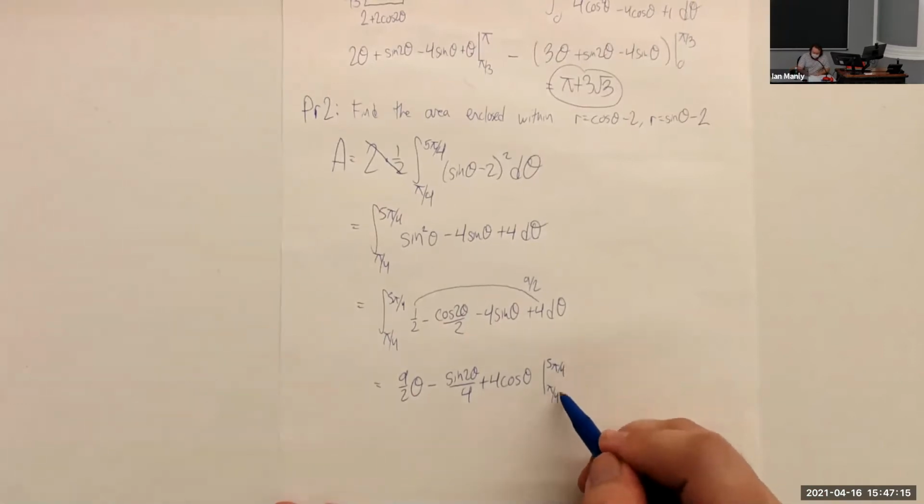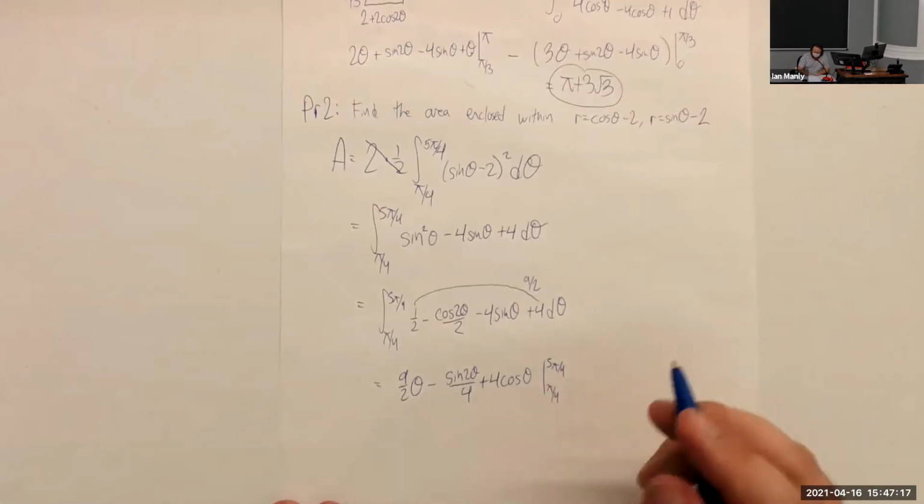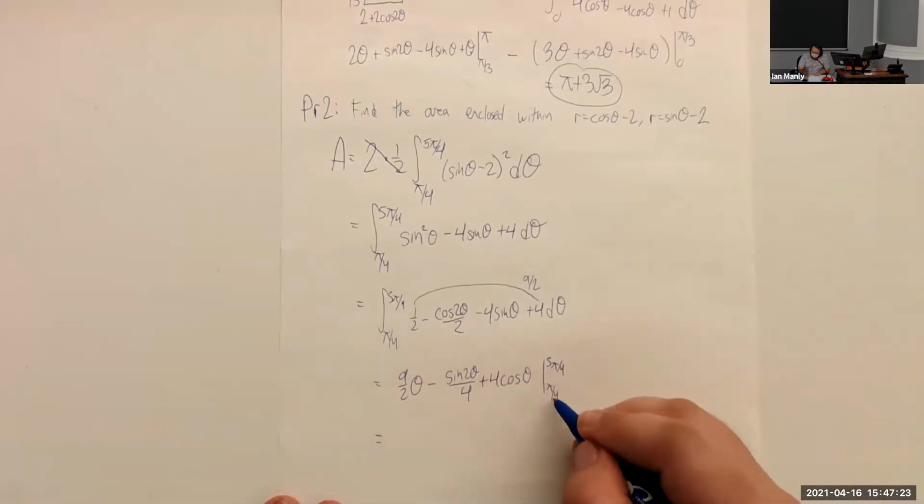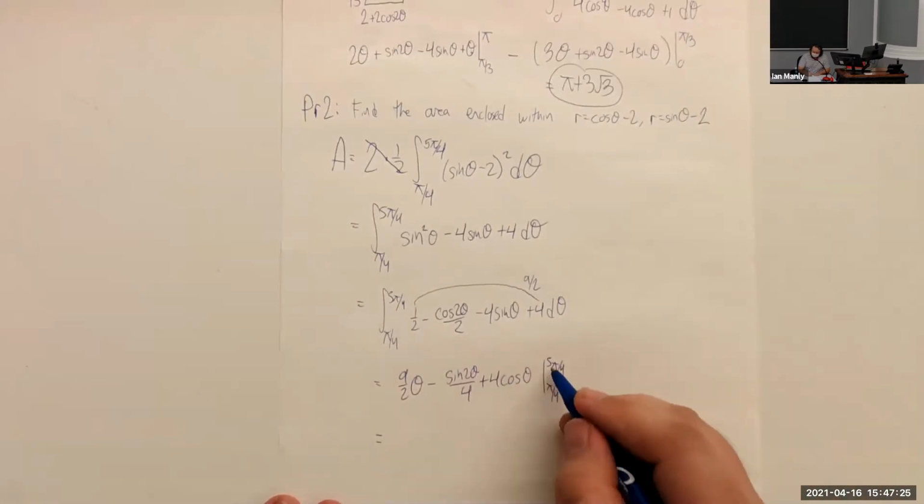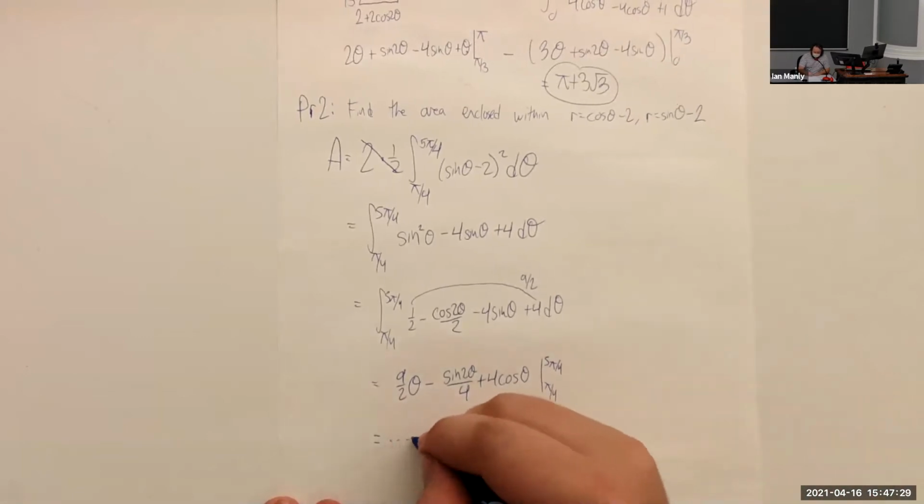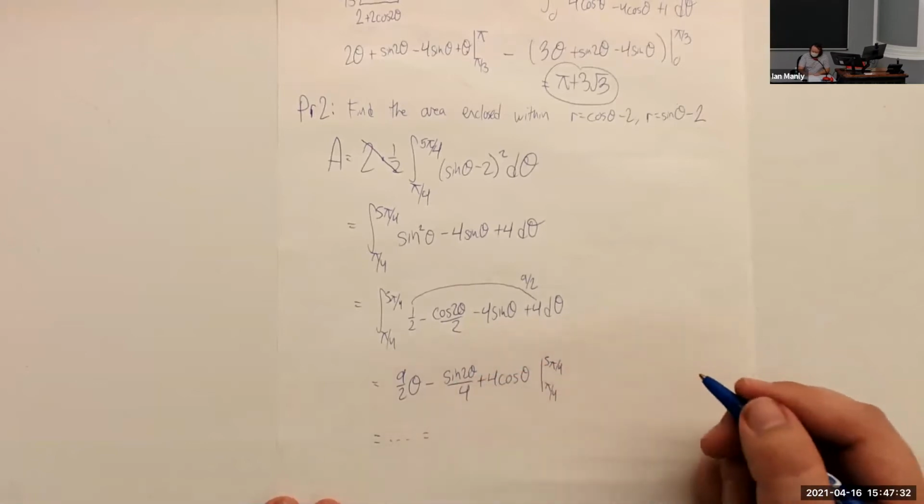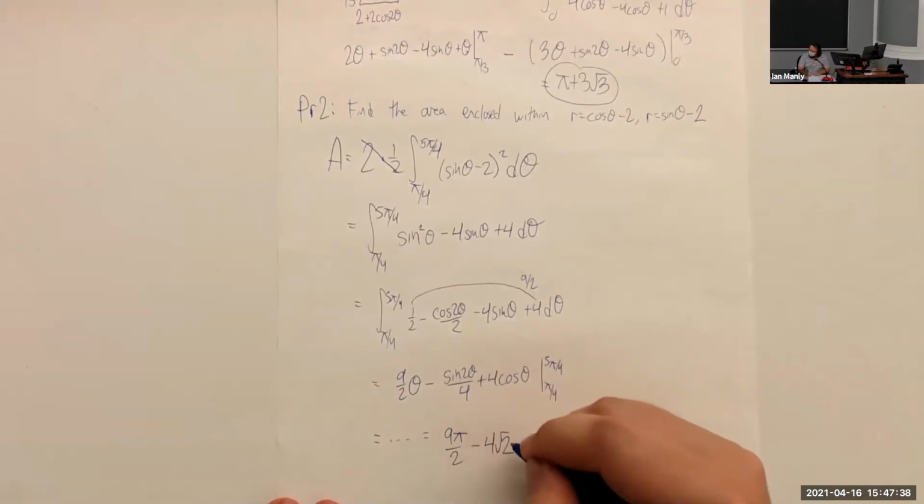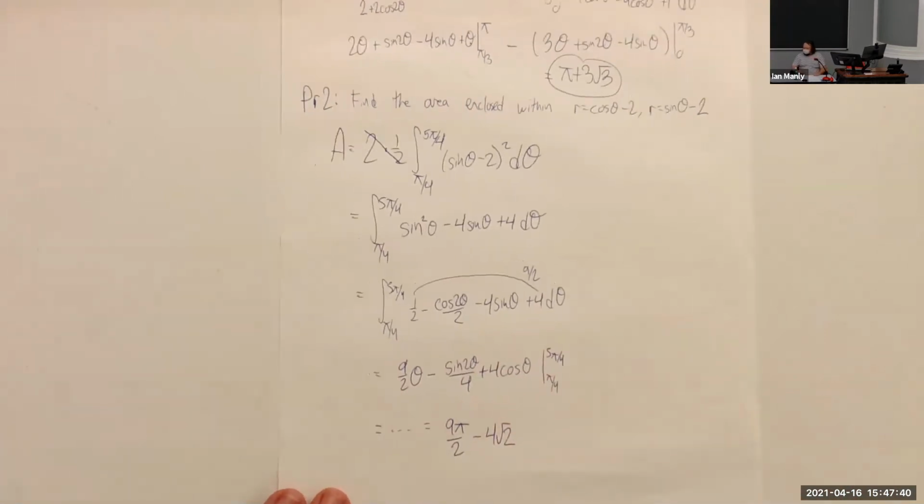All right, and then we plug in 5 pi over 4 and pi over 4 here. Again, I'm just going to speed through this part right here because it's just plugging numbers into the trig function. After some work, after plugging in these numbers, we end up with 9 pi over 2 minus 4 root 2 here.